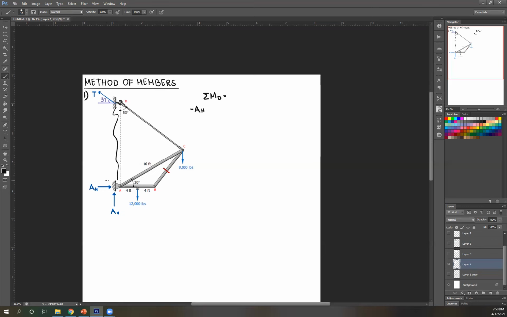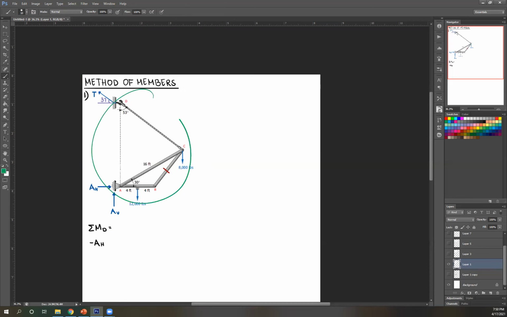Now, next problem. What is the vertical distance? So you want to get this, okay? So let's try to solve for that first. I'm going to move this here. All right, let's try figuring that out.